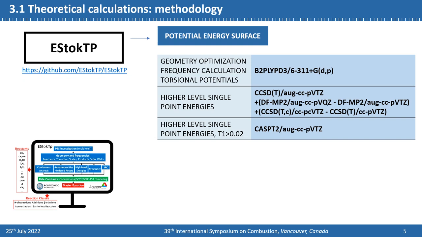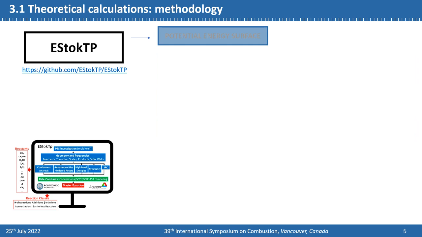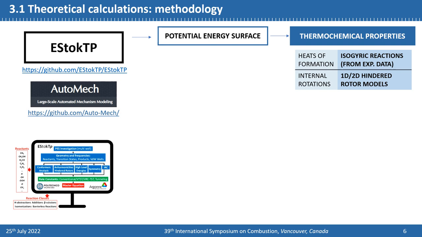Concerning further details on the electronic structure calculations, these were performed with ES2KTP. The potential energy surface was determined at the ωB97X-D3 level of theory in terms of geometry optimization and frequency calculations, while single point energies were refined at coupled cluster level using a complete basis set extrapolation through MP2 and core electron corrections. Instead, for reaction channels with a high multi-reference character, the energies were refined at CASPT2 level of theory. Calculations performed with ES2KTP were then used to determine the partition functions and the thermochemical properties for final fitting to NASA polynomials using AutoMech.